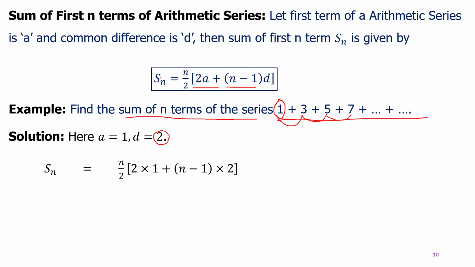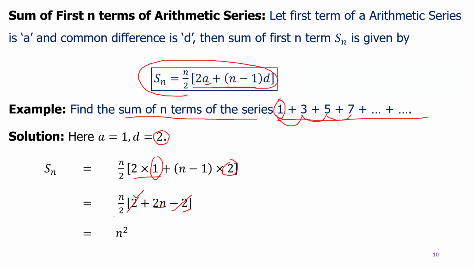Let us apply this formula. Sn is equal to n by 2 times (2a plus (n minus 1)d). Here a is equal to 1, the first term is 1, and the common difference is 2. Let us simplify this. 2 into 1 is 2, and (n minus 1) into 2 is 2n minus 2. Minus 2 and plus 2 will cancel. Now this 2 and 2 will also cancel. So we have n into n, which is n squared. Here, the sum of the first n terms of the given series is n squared.